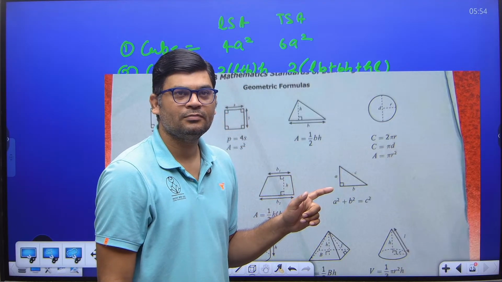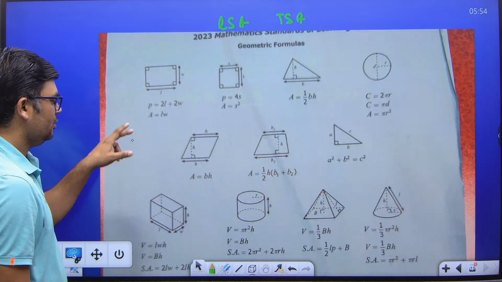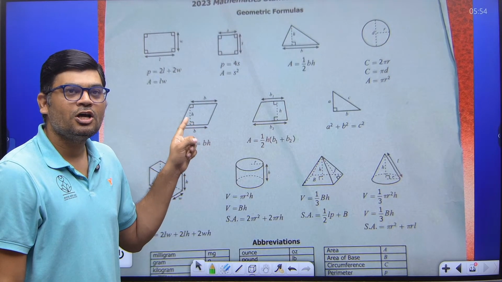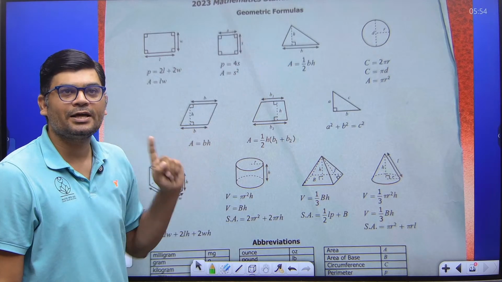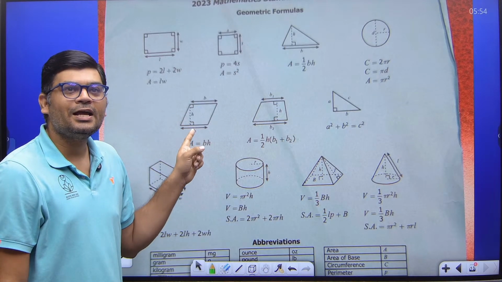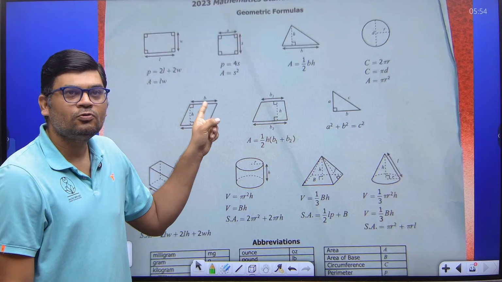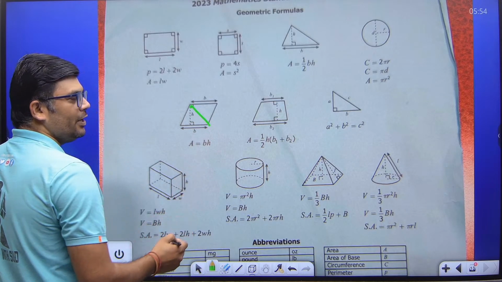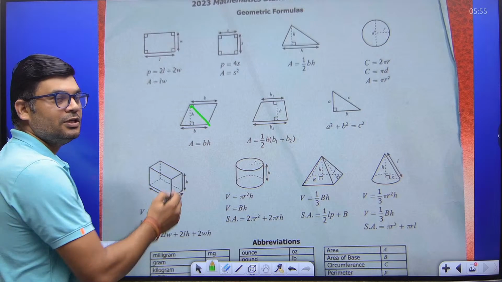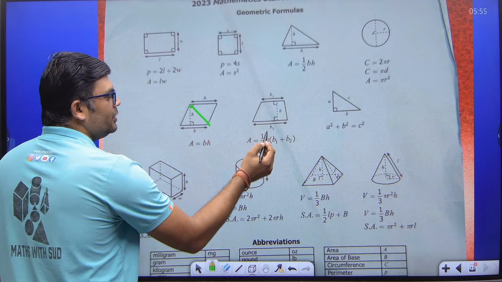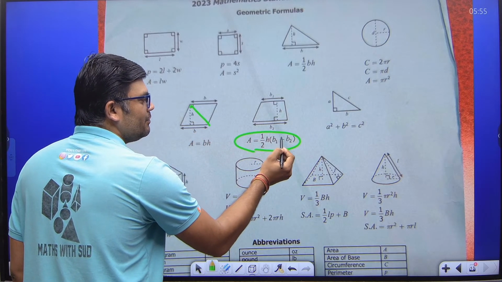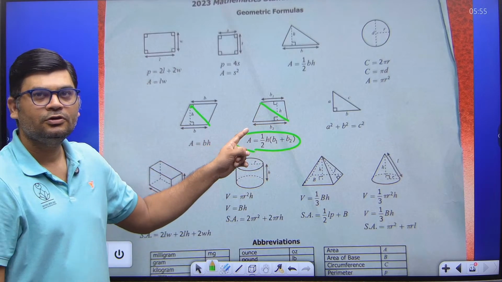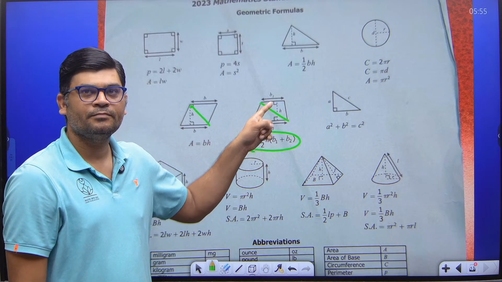Then for parallelogram, it is base into height because a parallelogram is made from two triangles. One triangle is half into base into height, so two triangles is 2 times half into base into height. So the area will be base into height. For the trapezoid, I told you half into base 1 plus base 2 into height. If you divide it into two triangles, you will get the same formula.